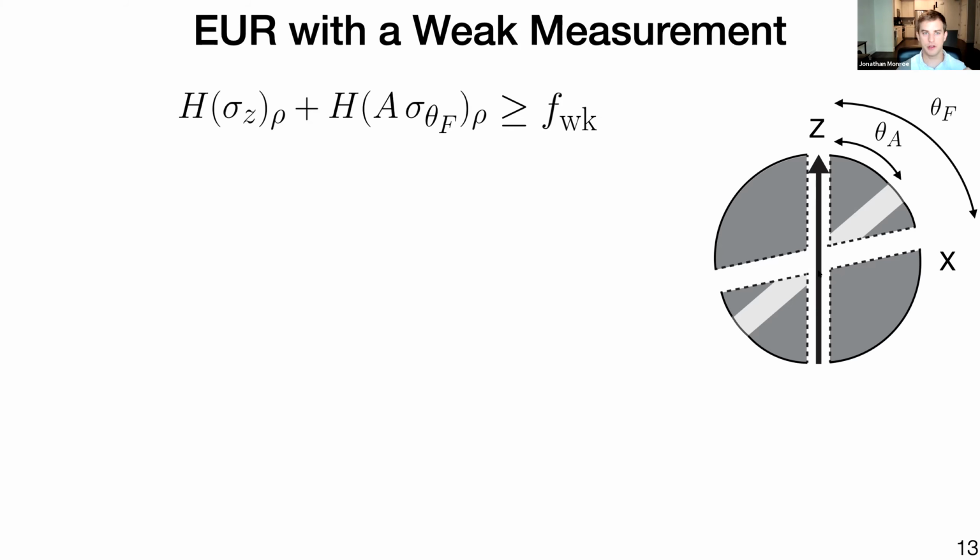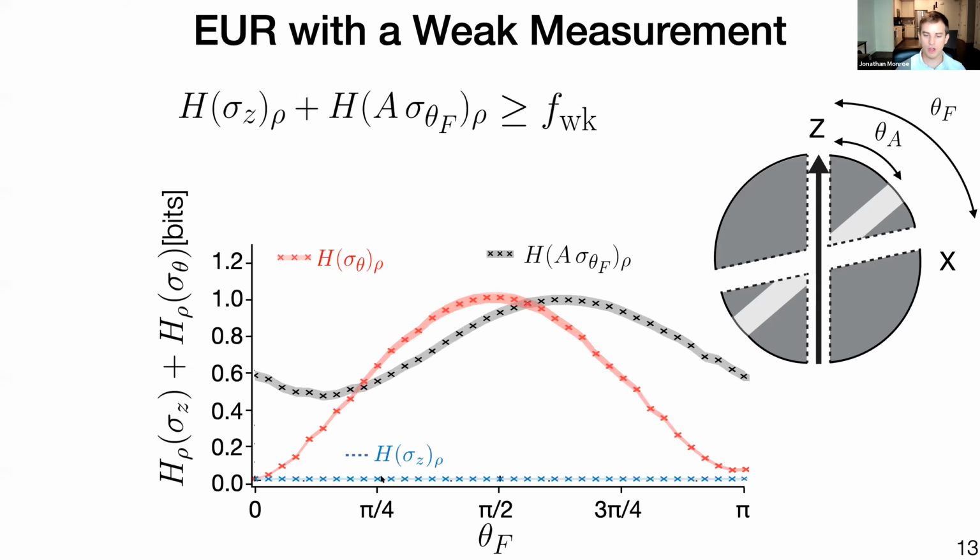Okay, so let's see what this uncertainty relation looks like, again, as a function of this strong measurement angle theta f. So the red curve is just the same as the last figure. But now in black, I'm plotting what the entropy is of the strong measurement with the weak measurement coming right before. In this case, the most important point.